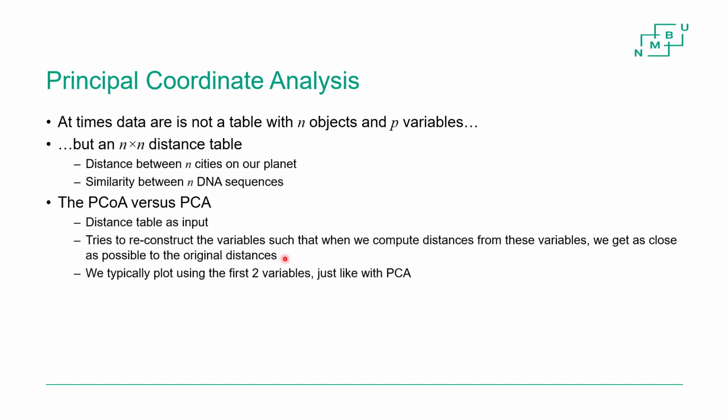So it tries to reconstruct the map, you could say, placing the cities correctly relative to each other. Of course, it could be rotated and flipped around, but relative to each other, the distances should be correct, or as close as possible. It's not given that it's possible to make it exactly like the original distances, but as close as possible. And then we typically plot using the first two variables again, just like with PCA. That's no difference.